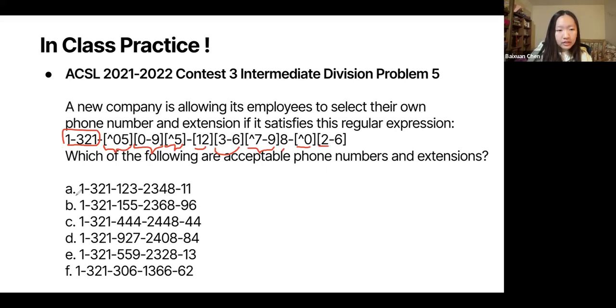So let's look. So this one, the string, it works so far. We have a 1 dash 3 2 1 dash. And then this one is not 0 or 5, so it works. This one is any digit, so it works. This one is not 5, so it works. And then we have something that's 1 or 2, which works. And then something in 3 to 6, and then something that's not 7 to 9, which works. And then 8, which works. And then we have something that's not 0. And the last digit is not in between 2 and 6, so it fails. So A fails.